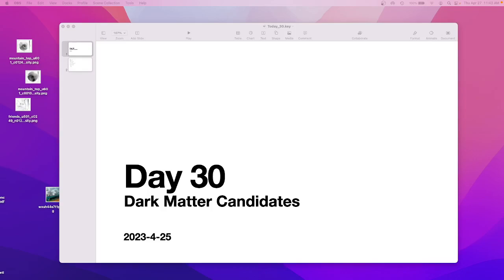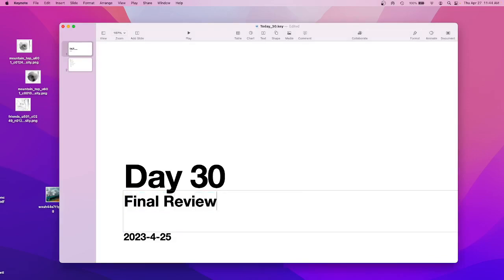Oh, that's not right. It's not dark matter candidates. Let's fix that. There you go. We'll talk about that today.